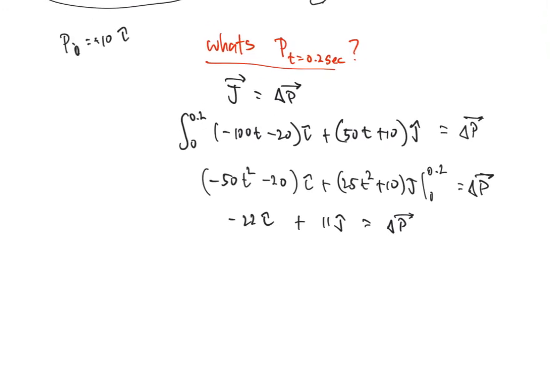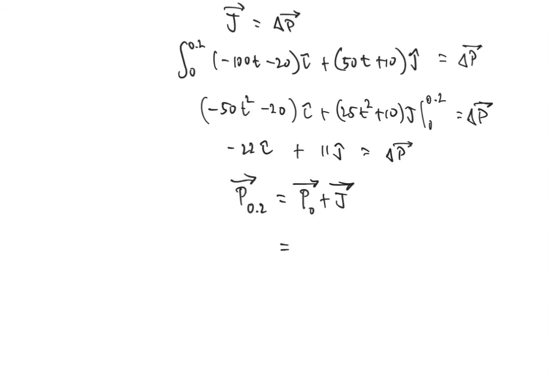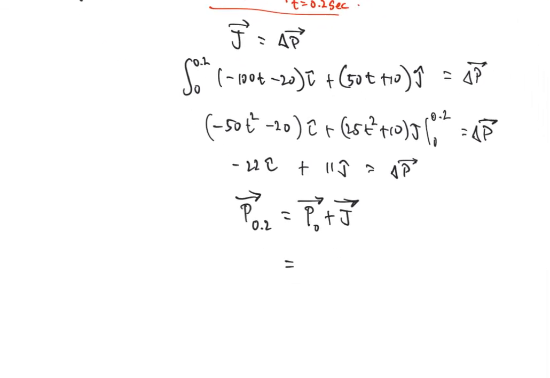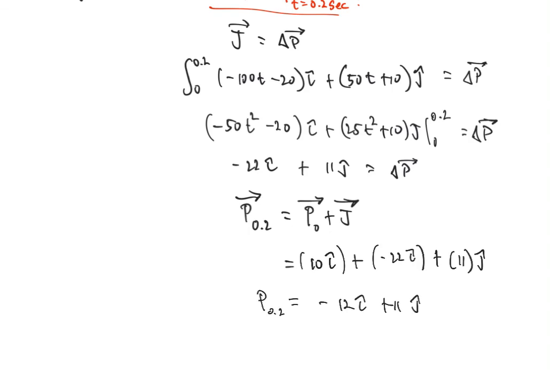That means that the final momentum, P final, which is P at t equals 0.2, is going to be equal to P naught plus J, the change in momentum. And that comes directly from the impulse momentum theorem. So now I'm going to note that P naught was 10 I hat. So I'm going to say 10 I hat plus negative 22 I hat plus 11 j hat. And that's going to give me a total of negative 12 I hat plus 11 j hat. That's the momentum, P at 0.2 in vector form.